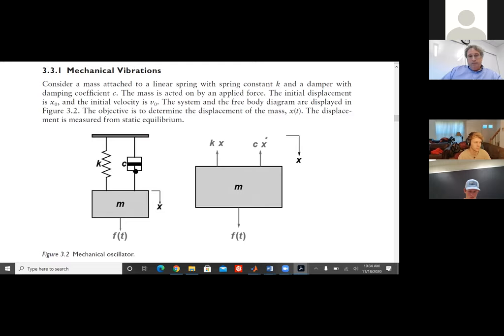You have a damper, and that's a resistive element. That is, the faster you move, the more it resists your motion. And you have an applied force: you put your little hand on the thing, grab it and shake it or pull it or whatever. Our objective is to find the motion of this mass, the position and thereby the velocity and perhaps acceleration if you wanted it, or the derivative of the acceleration, sometimes called jerk.